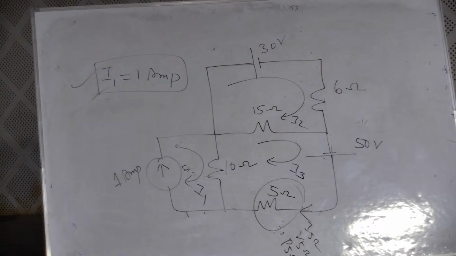But we are getting 2 equations. I2, I3. We have to find out the values of I2, I3. Already he has given I1 is equal to 1. Applying KVL to mesh 2, get equation 1. Applying KVL to mesh 3, get equation 2. Apply Cramer's rule, get the answer of I2, I3. Start. Applying KVL to mesh 2.